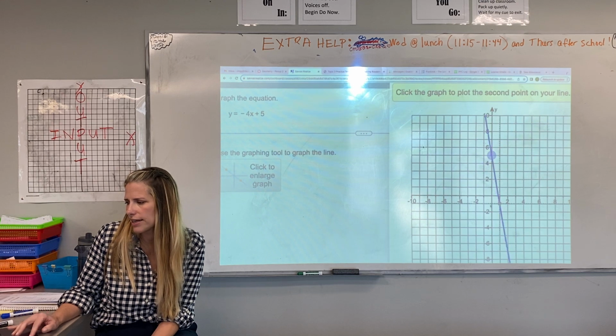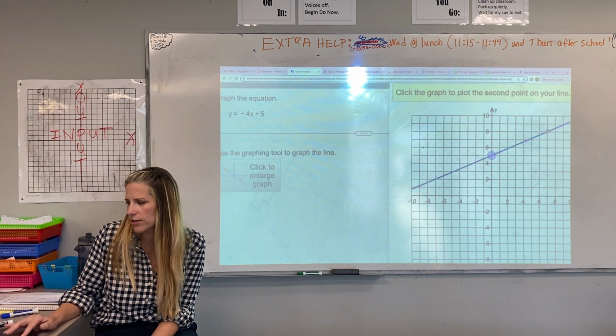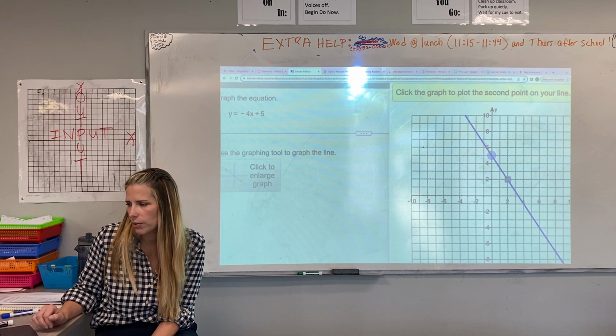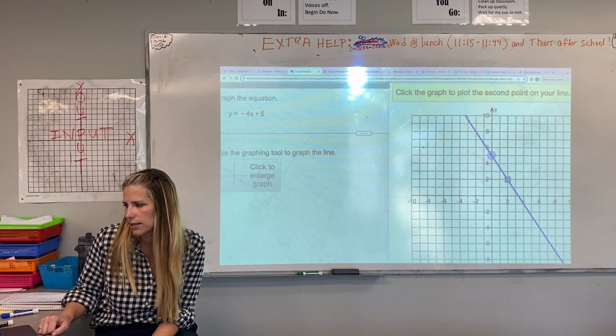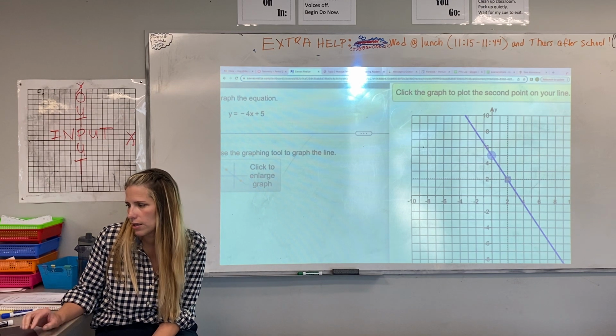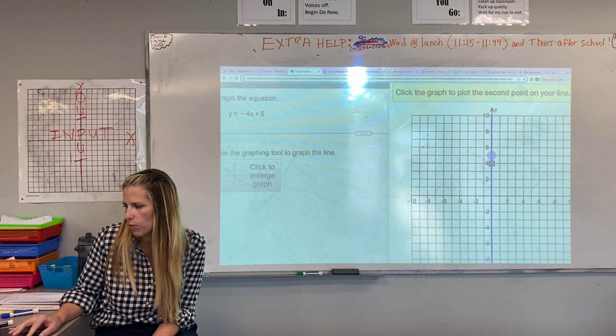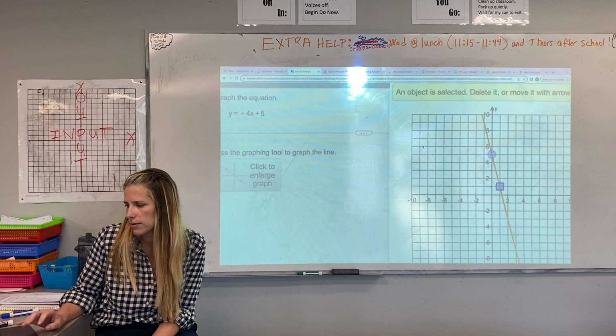So I graphed that, and now the graph is like, hey, where do you want your other point? I can make any line you want. Step right up, step right up. How do I know where to put my next point? Down 4. 1, 2, 3, 4, and then to the right one. That's it.